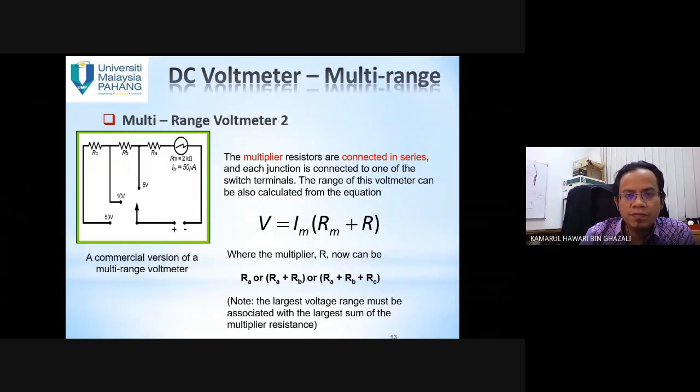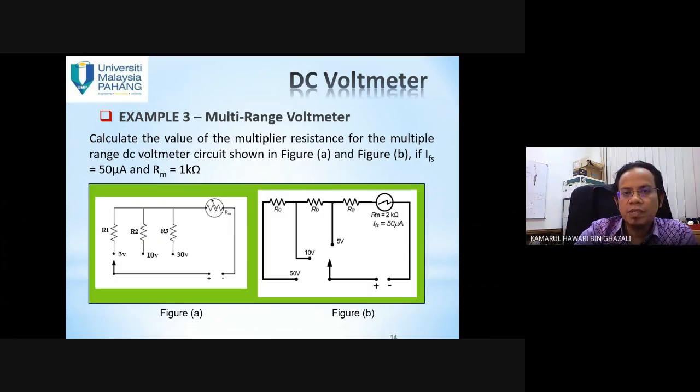In the other multi-range voltmeter, the multiplier resistors are connected in series, and each junction is connected to one of the switch terminals. The range of this voltmeter can also be calculated from the equation V equals Im multiplied by Rm plus R, where R can now be Ra, or Ra plus Rb, or Ra plus Rb plus Rc. The largest voltage range must be associated with the largest sum of the multiplier resistance.